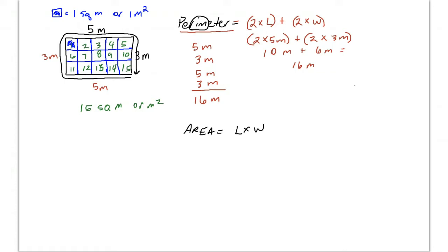So I take that initial length right here and that width, and I'm going to go back over here and I'm just going to say, hey, that is 5 meters times 3 meters. That equals 15 square meters.